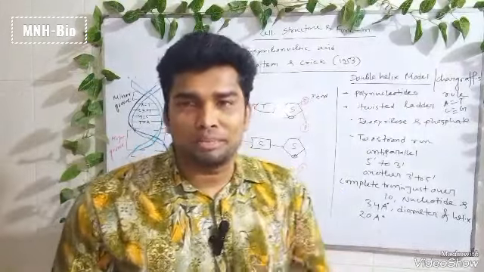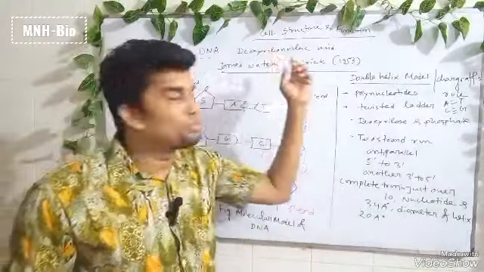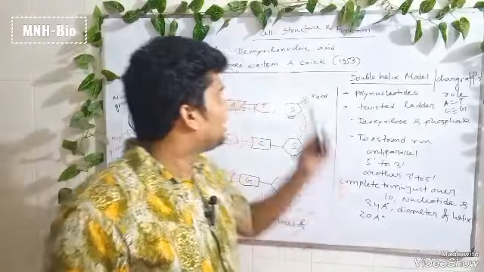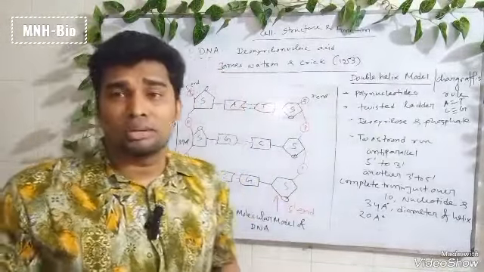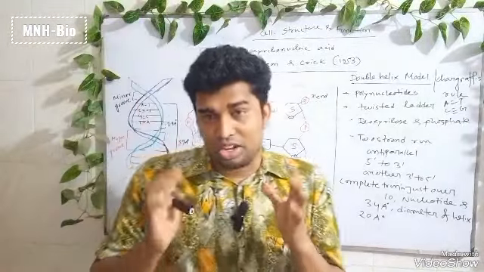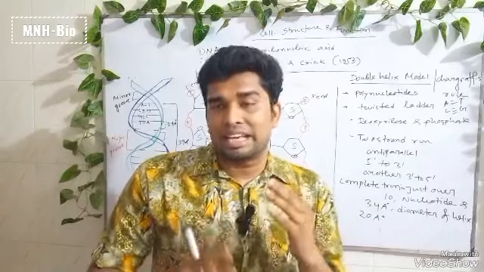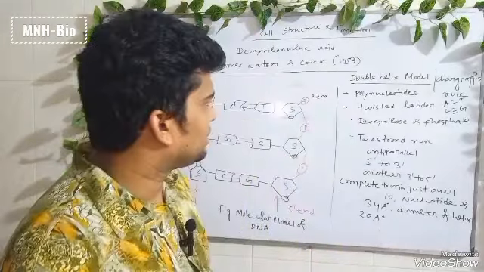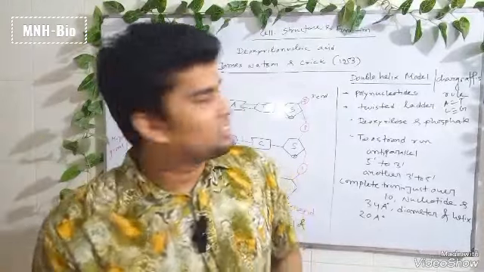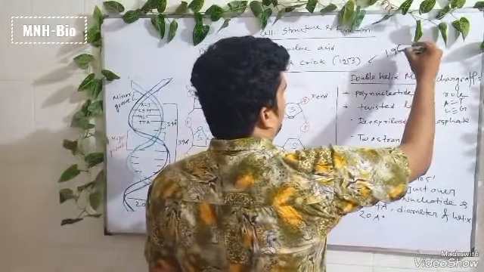Today we selected a very important topic. It is Chapter 1 of Botany, the cell structure and function. We selected a very important topic: DNA, deoxyribonucleic acid. American scientists Watson and Crick described a model of the physical structure of DNA in 1953, and it is called the double helix model. They were also awarded the Nobel Prize in 1962 for this discovery.